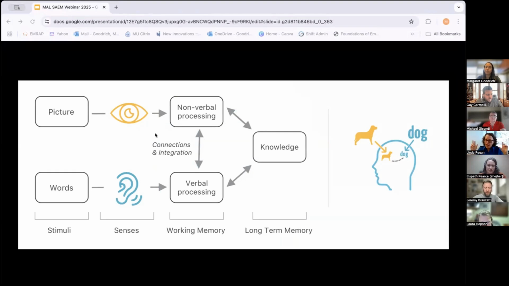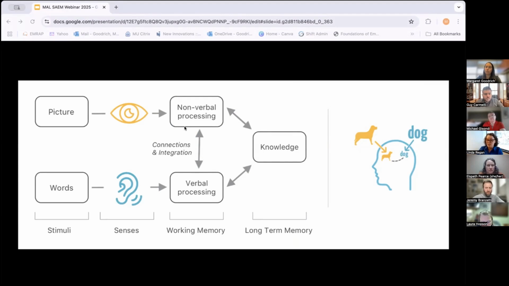They work in different ways, and the dual coding of those together allows for more effective retention of material in terms of your long-term memory. This is why some people like to use a concept map, or they like to draw things out, because it's not just words, it allows them to use their nonverbal processing as well.